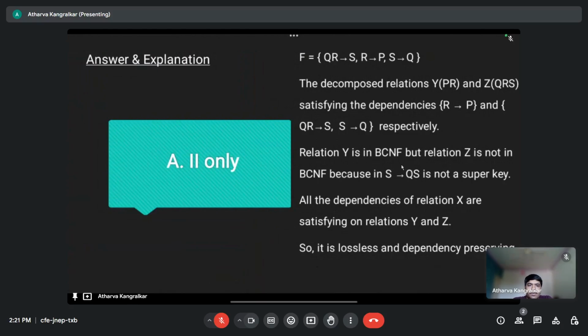The decomposed relations Y(P, R) and Z(Q, R, S) satisfy the dependencies R to P, and QR to S and S to Q respectively. Relation Y is in BCNF, but relation Z is not in BCNF because in S to Q, S is not a super key. All the dependencies of relation X are satisfied on relations Y and Z. So it is lossless and dependency preserving.